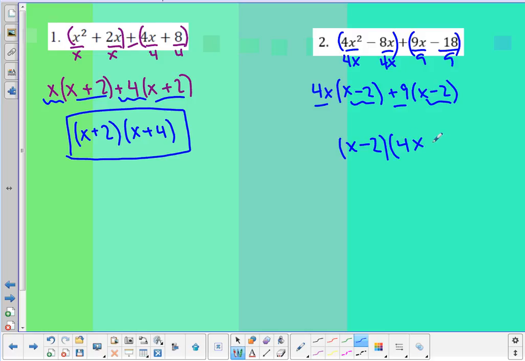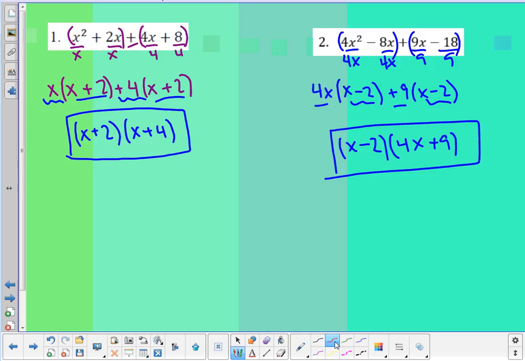Again, when you write it in factored form, these 2 things are being multiplied together, not added, multiplied. So don't throw an addition symbol in between. That's how it started, but we undid that multiplication, so now it's ending with multiplication form.